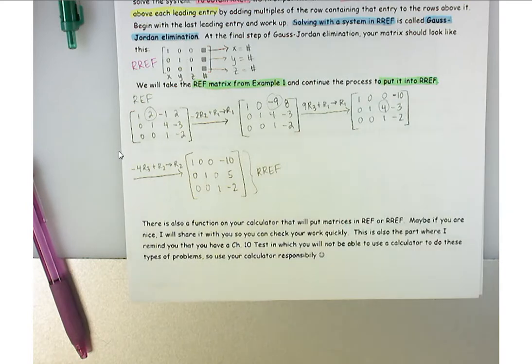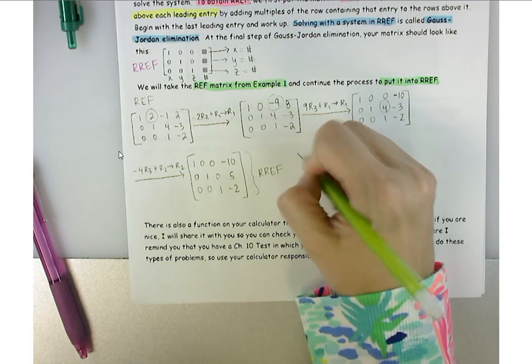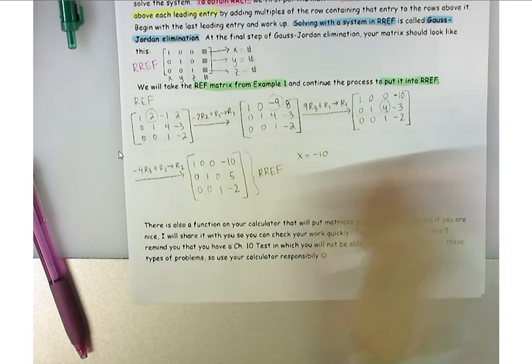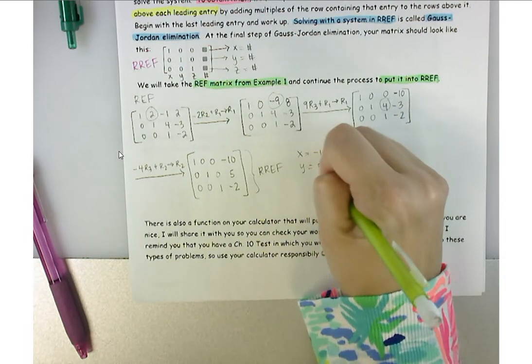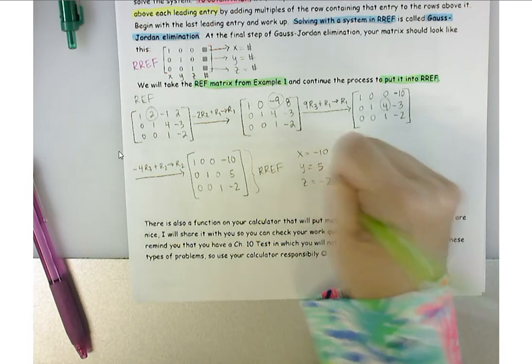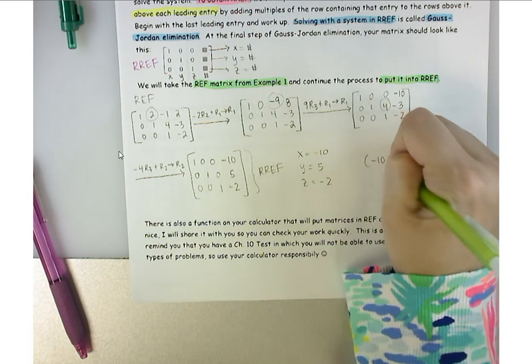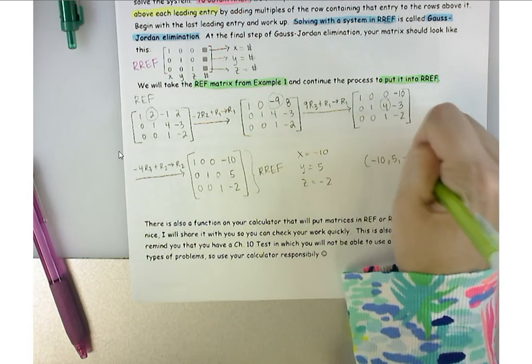Okay, so from reduced row echelon form, this top equation is telling me that x is equal to negative 10. This is telling me that y is equal to 5, and this is saying that z is equal to negative 2. Is that what we got for our solution? Yep.